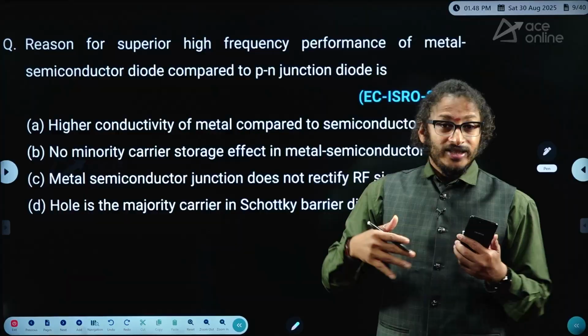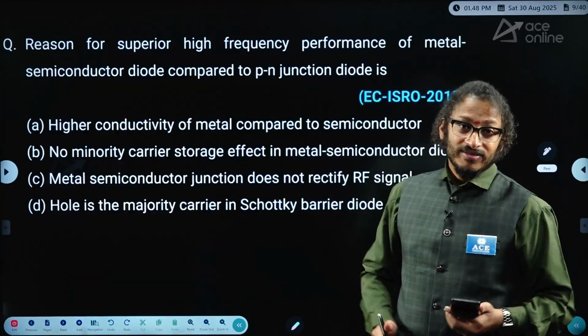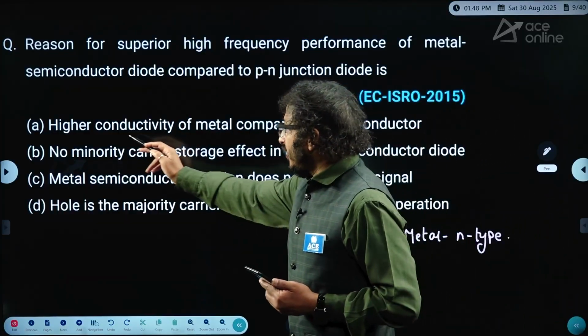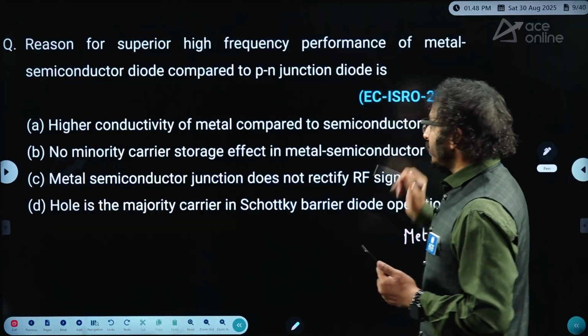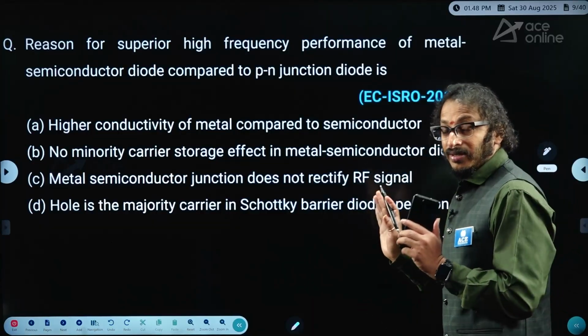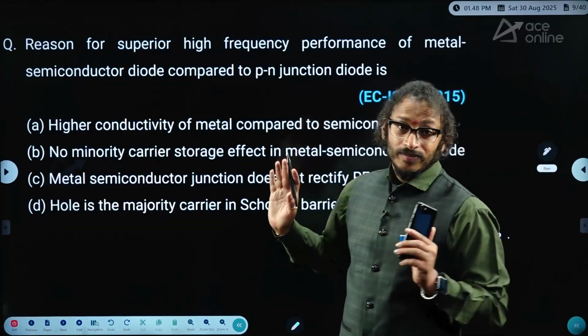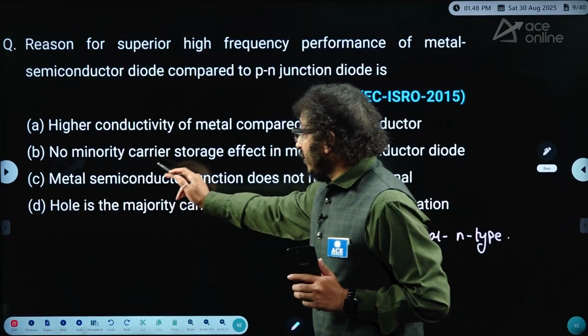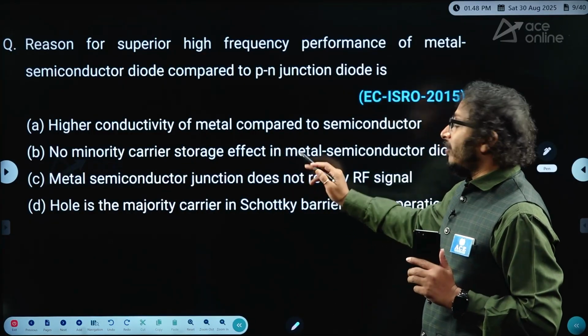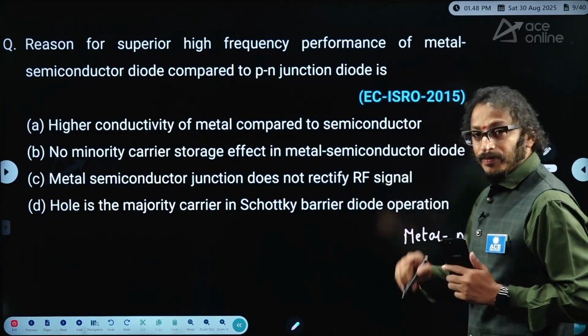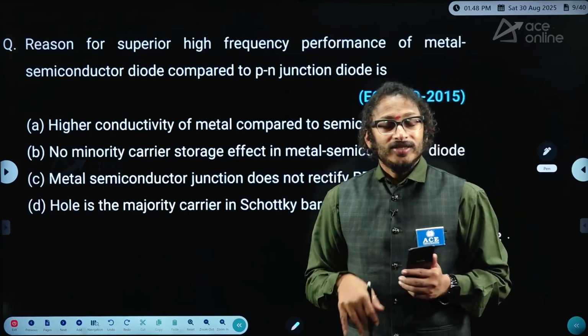That too, the minority charge storage concept is not there. Okay, have a look carefully. Higher conductivity of metal compared to the semiconductor? No, that is not responsible for switching speed. And no minority carrier storage impact or effect in metal semiconductor. Perfect. There is no minority charge storage.